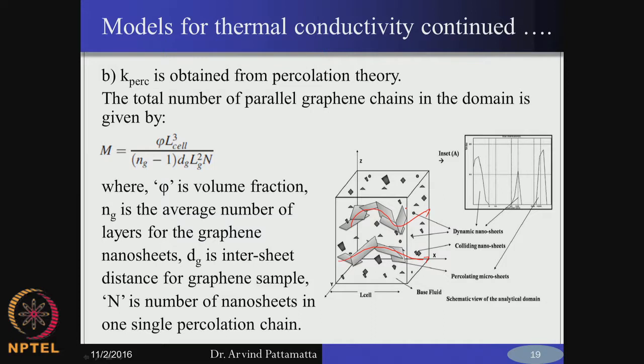There is one empirical expression we have used to calculate this capital M, which denotes the number of parallel chains, and within each chain you have several nano sheets. So, capital N here represents the number of nano sheets in one chain. Once you know the number of nano sheets in one chain, you can use this empirical correlation to find out how many chains can actually be formed.